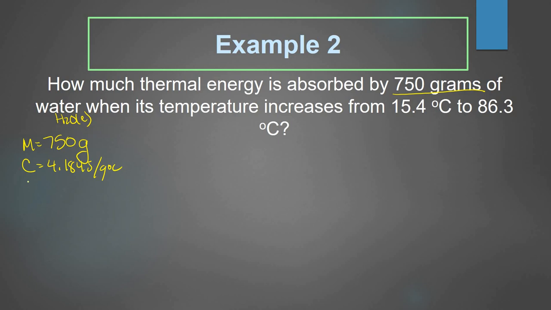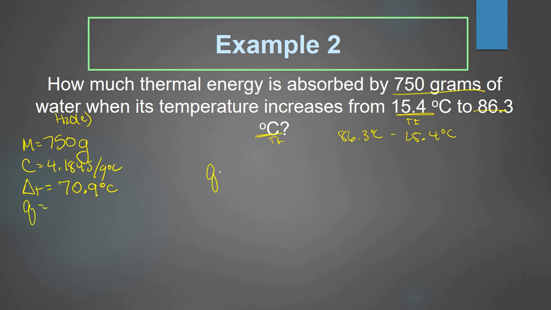We're then given two temperatures. We can take our final and subtract our initial, so we take 86.3 degrees Celsius and subtract 15.4 degrees Celsius. Delta T then comes out to be 70.9 degrees Celsius. Now we have our change in temperature, which means we can find our Q.